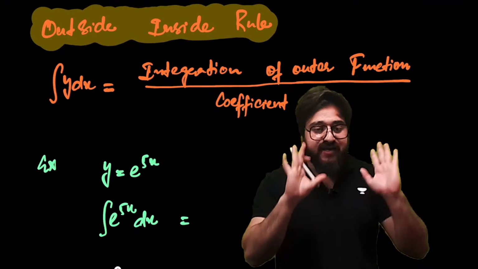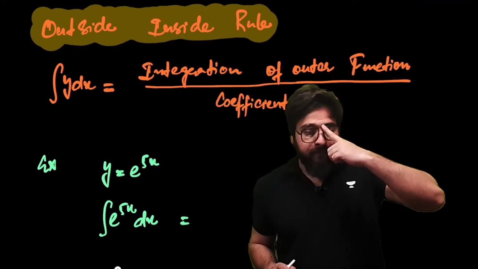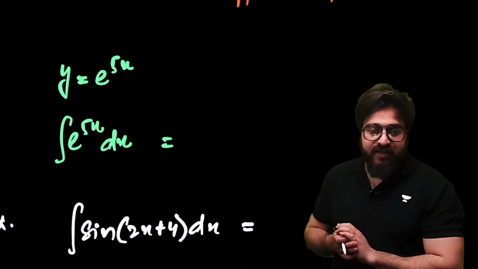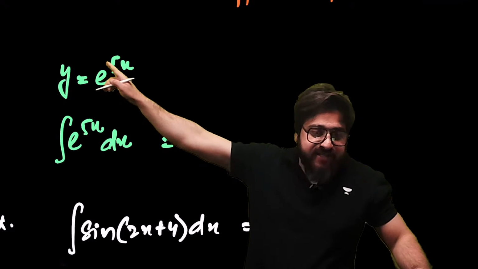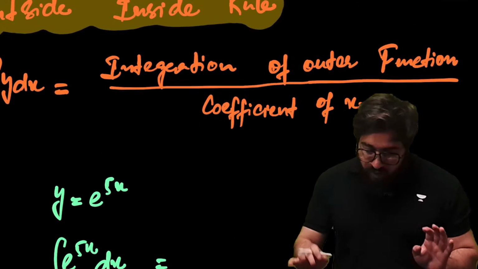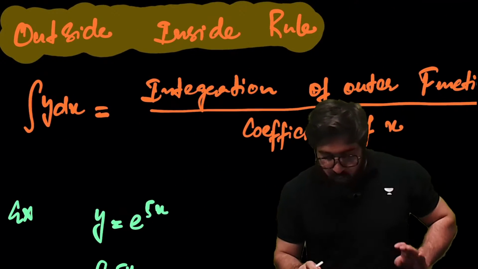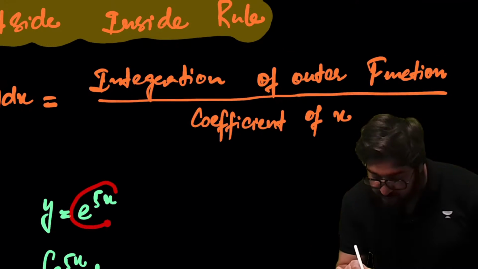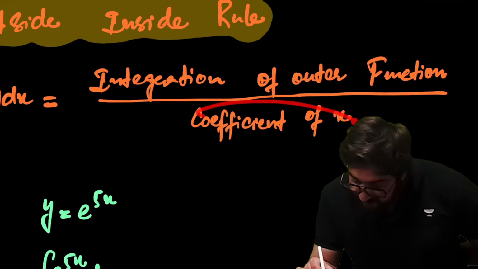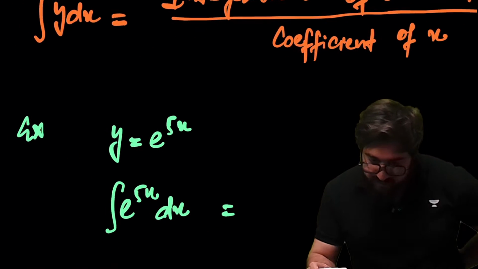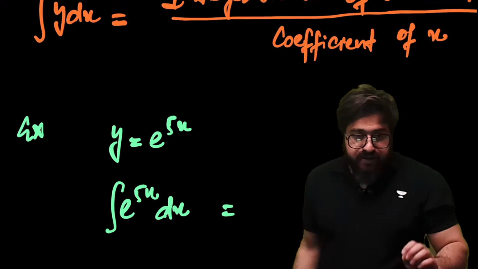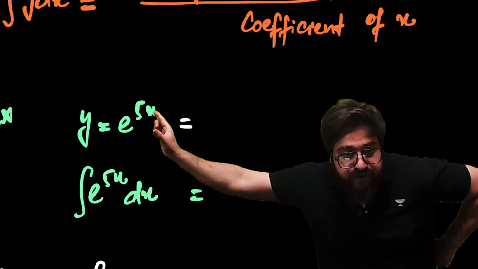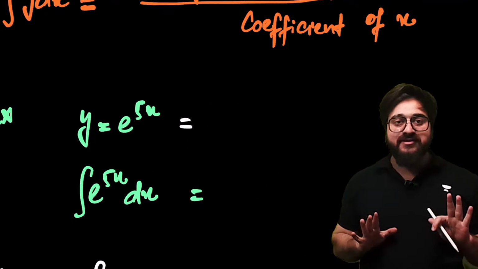This is the outside inside rule, like the chain rule. See, my dear friends, in this particular case, if you have a function y is equal to e raised power 5x, how do you integrate this one? What you will do is take the integration of the outer function, meaning the integration of this whole function, divided by the coefficient of x. Let me show you. What is the integration of the outer function? First, we have to integrate this whole function e raised power 5x.